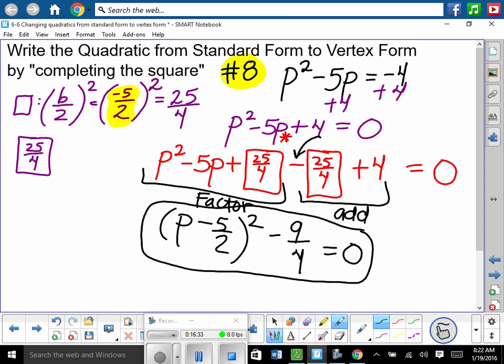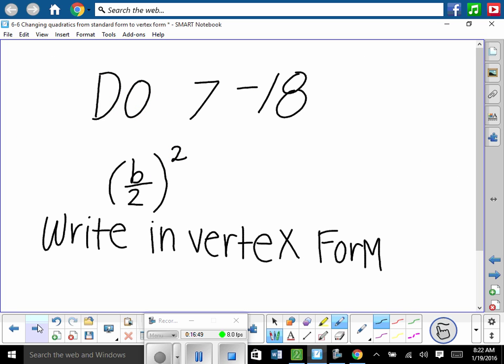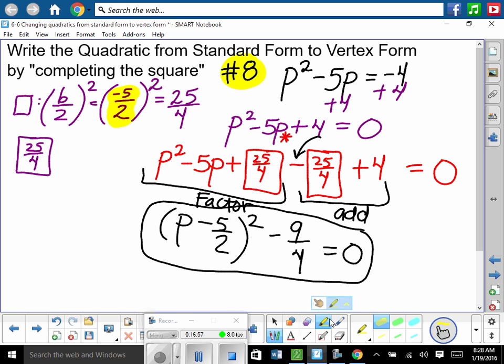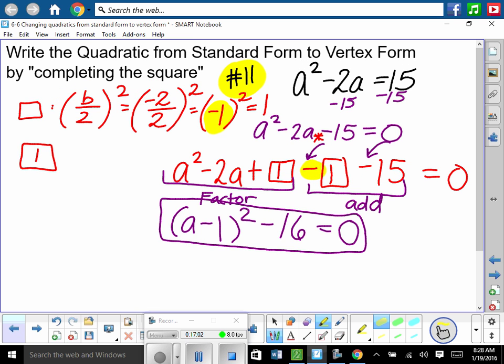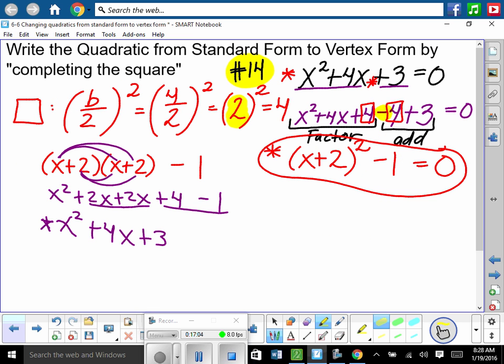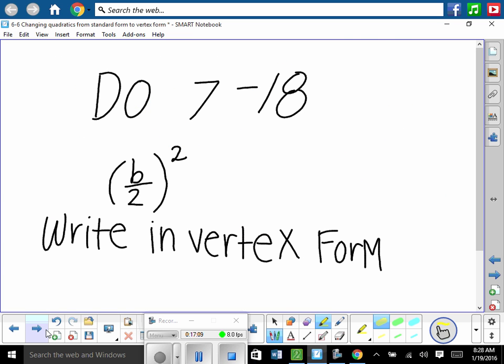So are we all comfortable, ready to try it by yourself? Okay. Awesome. So questions before we get going. Go through your process here. Write all of them in vertex form. Check with me. So you're doing 7 through 18. Go, go, go. Common mistakes are they forget the negative right there. Just be really careful because that's one of the biggest, most common errors. So just keep that in mind.